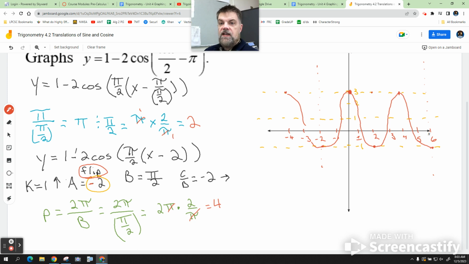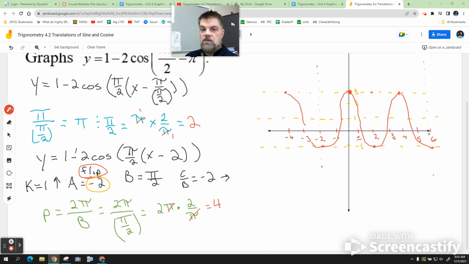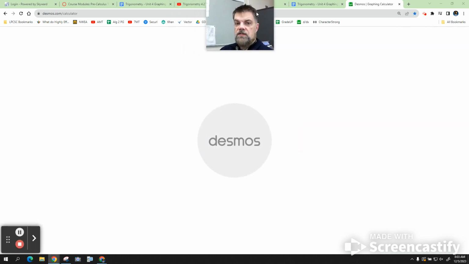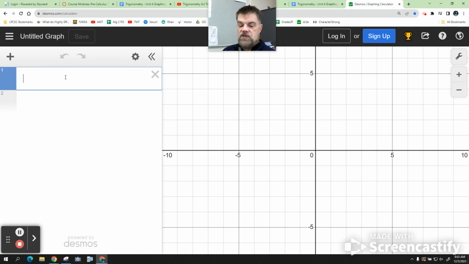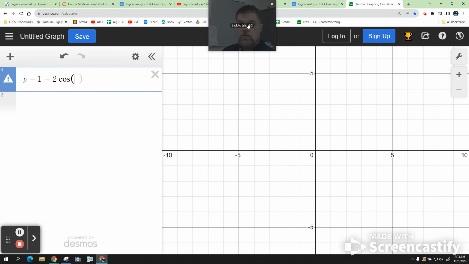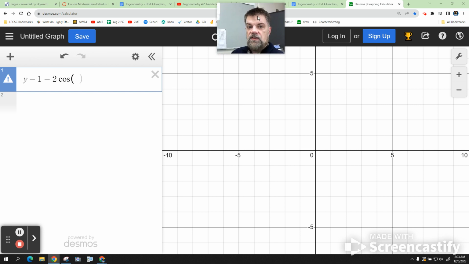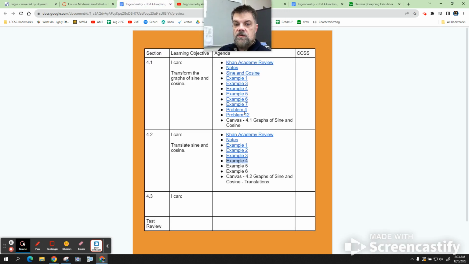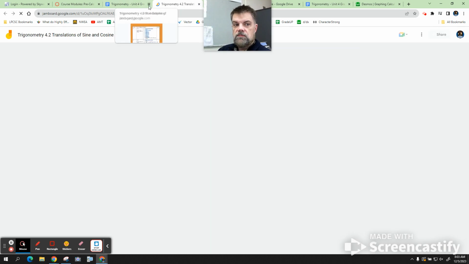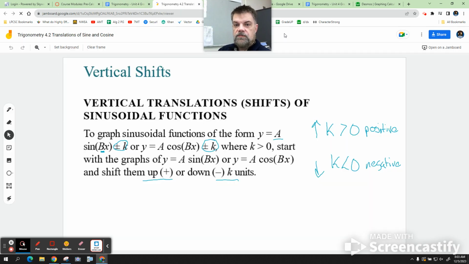So let's go ahead and plug this into our graphing calculator. And hopefully this time Mr. Adams didn't make any mistakes. So we said that was y equals 1 minus 2 cosine, shoot, what was that? Oh, did I delete it again? Why do I always do that? Alright, I'll fix that in a second.